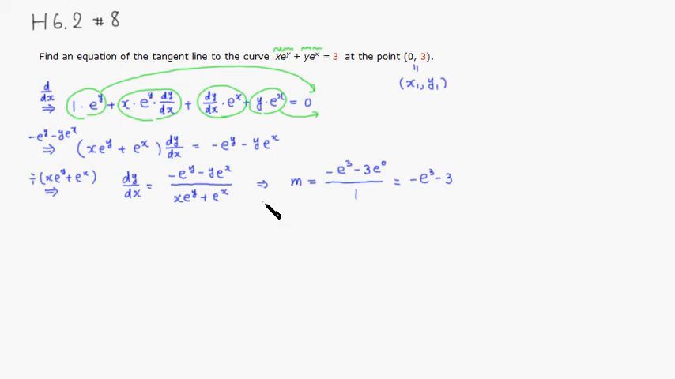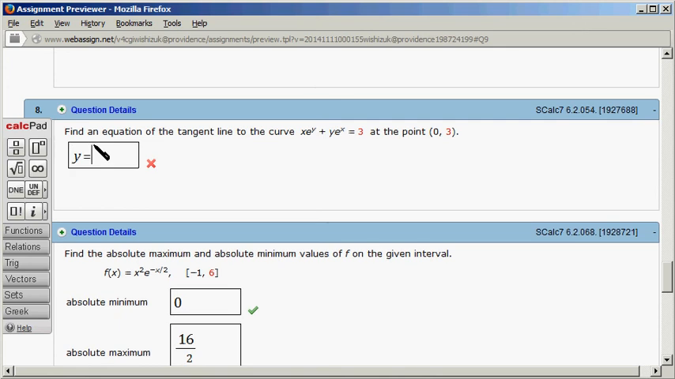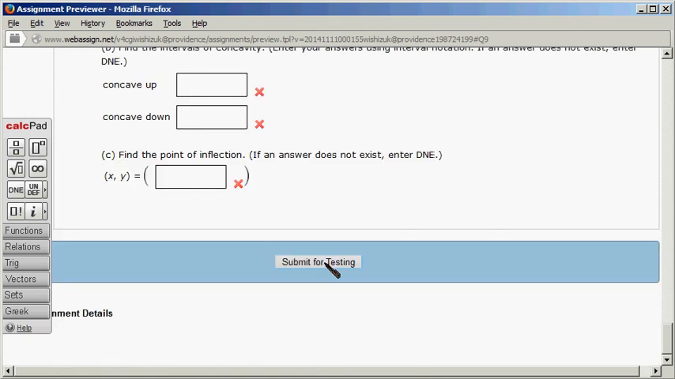So y minus y1, which is 3, is equal to the slope, negative e cubed minus 3, times x minus x1, which is 0. Let's clean that up. I'm going to add 3 to both sides, so y is equal to the quantity negative e cubed minus 3, times x, plus 3. Let's type it in. So the equation is y equals negative e cubed minus 3 x plus 3. Let's submit for testing.